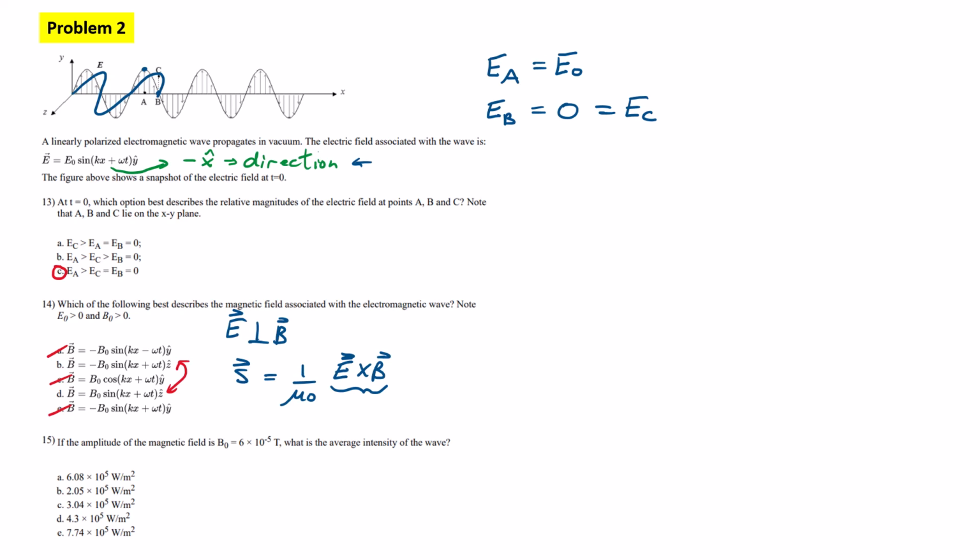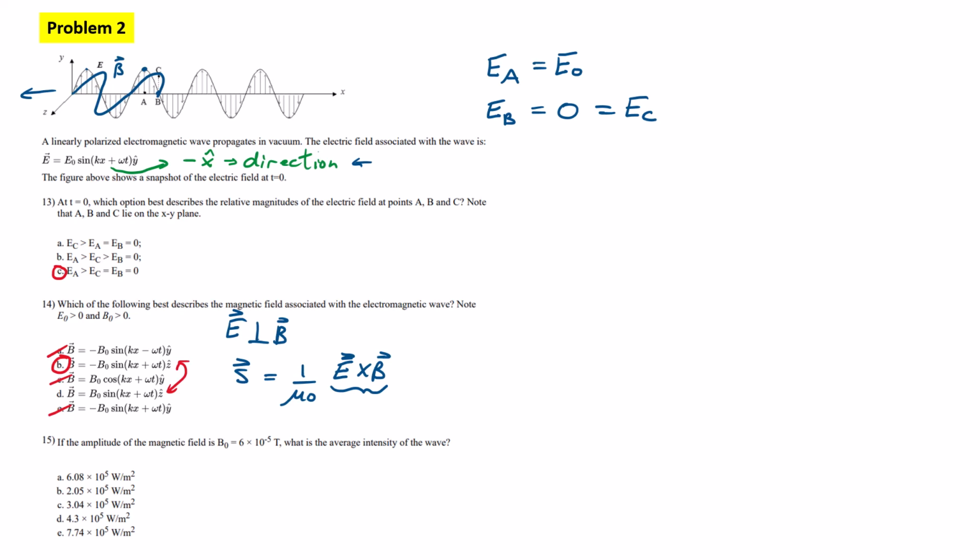Try doing E cross B now for these two fields. What you're going to find at this position, for example, where I have a maximum E field, is that I'm going to have a maximum B field along the negative Z direction. You do E cross B, you're going to get a wave that propagates in this direction. All right, so for that one, the correct answer has to be choice B. Circle that guy. All right, what do we got next?